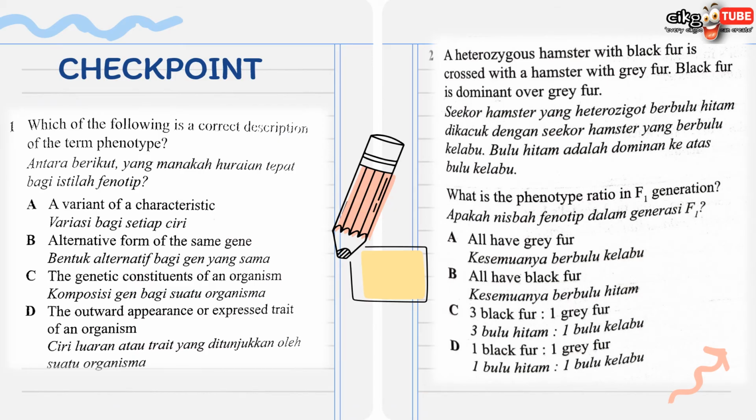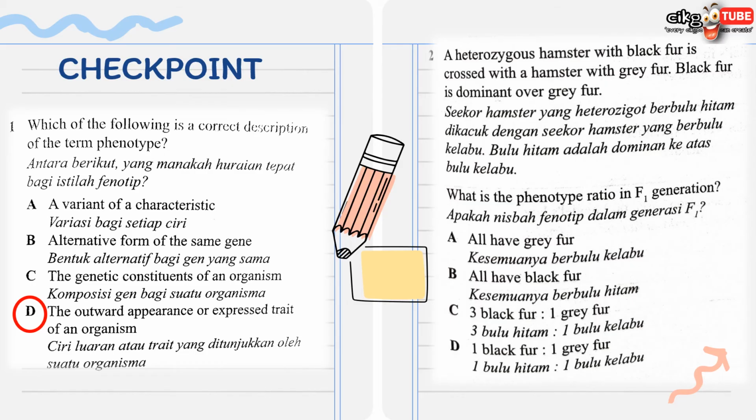Now, checkpoint. Let's check whether we understand what is going on or not. Number one, which of the following is a correct description of the term phenotype? A variant of characteristics, an alternative form of the same gene, the genetic constituent of an organism, or the outward appearance or expressed trait of an organism? Yes, it's the outward appearance or expressed trait of an organism.